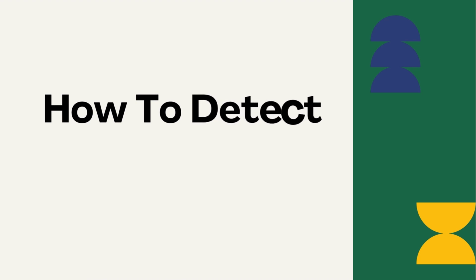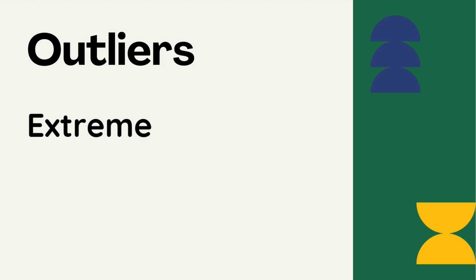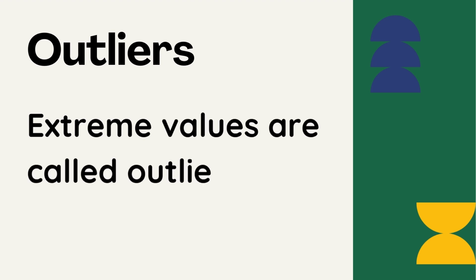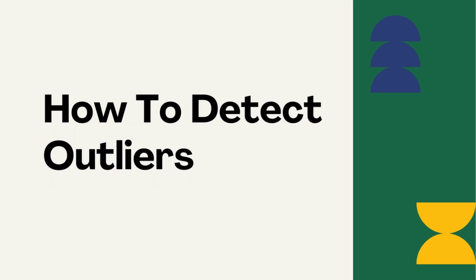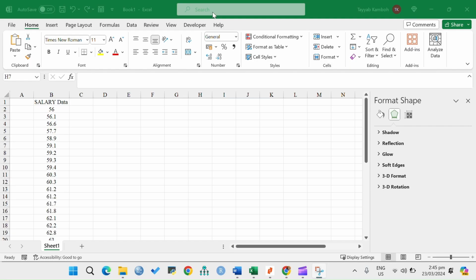Today we will learn how to detect the outliers. Sometimes a data set will have one or more observations with unusually large or unusually small values, and these extreme values are called outliers. So there are different methods to detect them. Today we will learn by using the z-score and by plotting the box plot. So let's see. And right now we have the data of 35 managers.